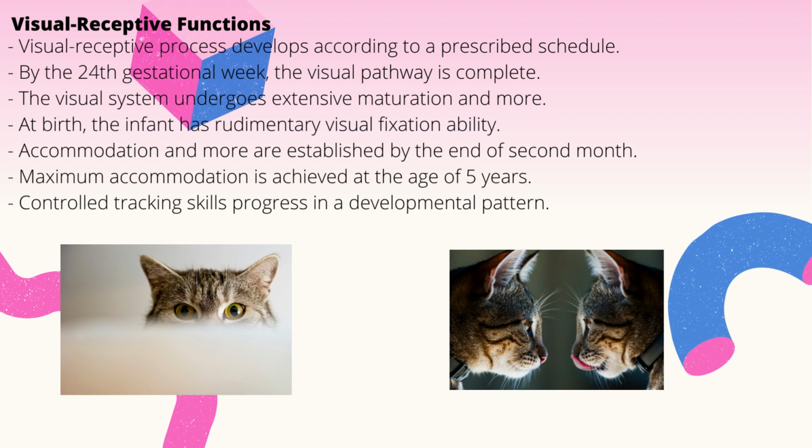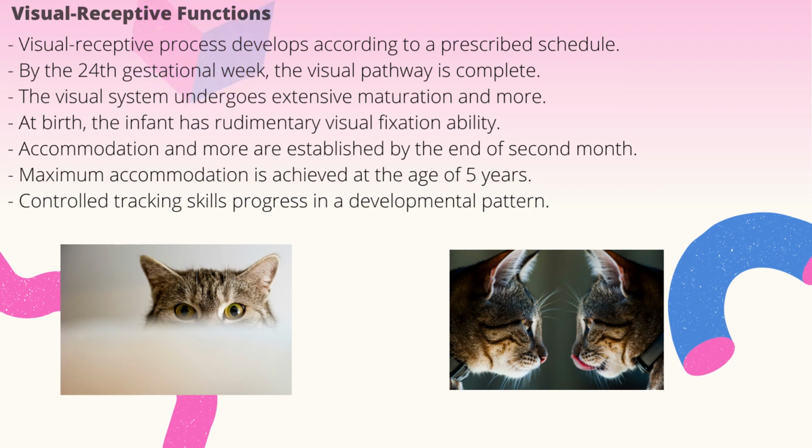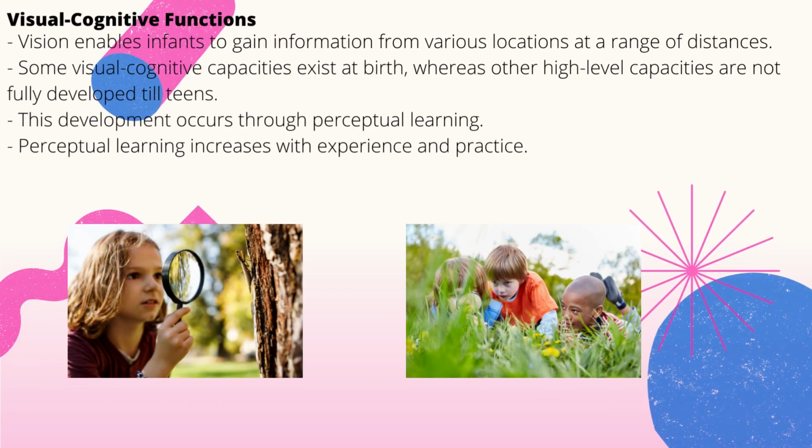Considerable development occurs over the next 6 months. Accommodation and more are established by the end of the second month, which are the convergence and accommodation subsystems. Stereopsis is evident at about 2 months of age, and maximum accommodation is achieved at the age of 5 years, and the child should be able to sustain this skill effort for continued time at a fixed distance. Control tracking skills progress in a developmental pattern from horizontal eye movement to vertical, diagonal and circular eye movement.